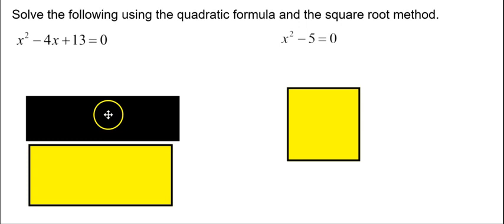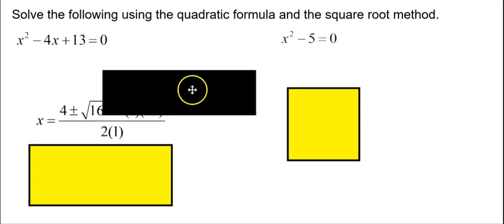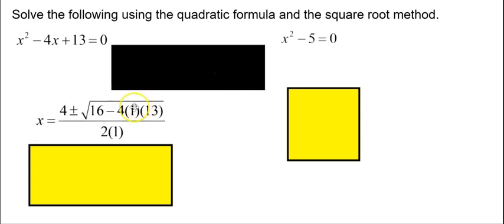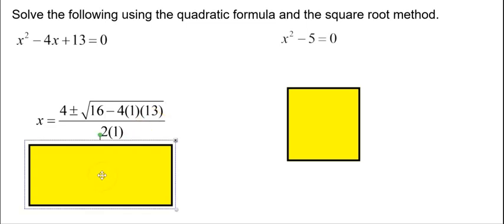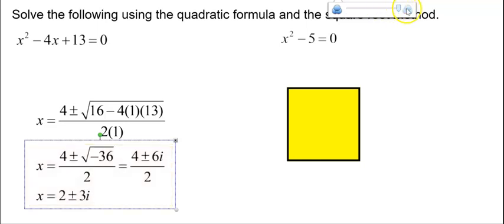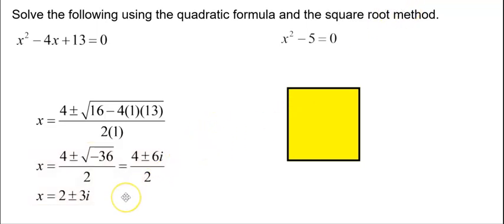Alright, so with the first one, the first thing you should have is 4 plus or minus the square root of 16, which is 4 squared, minus 4 times 1 times 13, divided by 2 times 1, which should lead you to the following. So your answer ends up being 2 plus or minus 3i once you simplify.